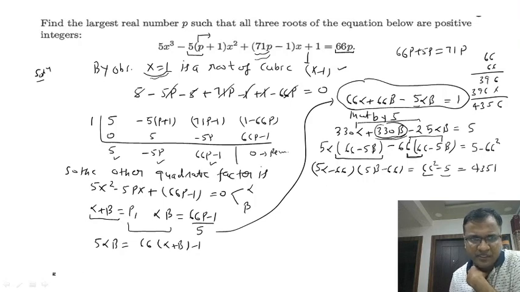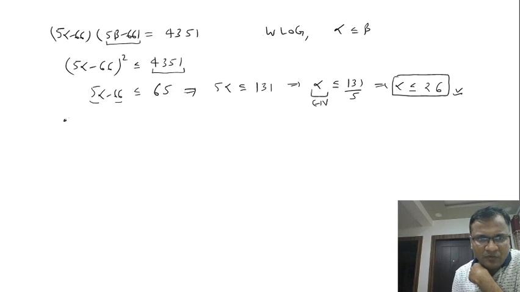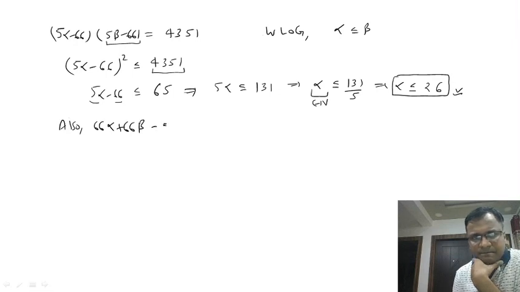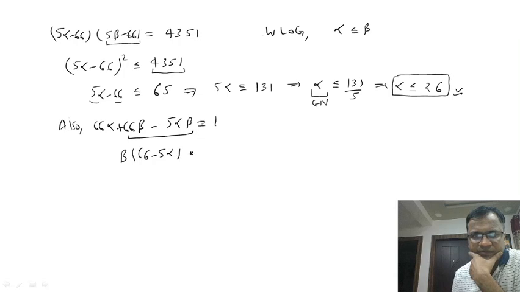write this equation again, 66 alpha plus 66 beta. Also 66 alpha plus 66 beta minus 5 alpha beta equals 1. Okay. Now I want to represent beta in terms of alpha. So take beta common from this expression. 66 minus 5 alpha equals 1 minus 66 alpha.